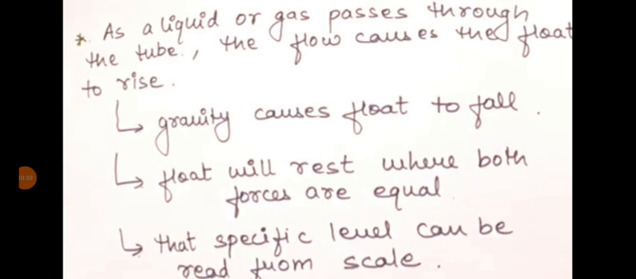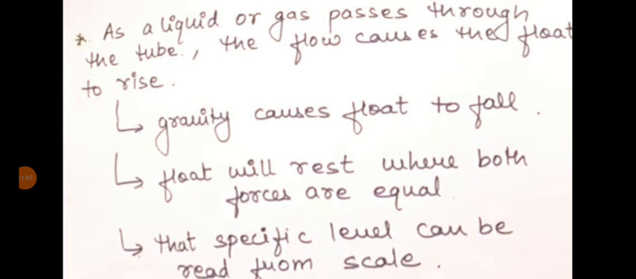So it gives the volumetric fluid flow rate value, or rate of flow, or discharge. As the liquid or gas passes through the tube, the float will rise. Gravity causes the float to fall. So the float will rest where both forces are equal, and that specific level can be read from the scale. The position of the float directly gives the value of the flow rate.